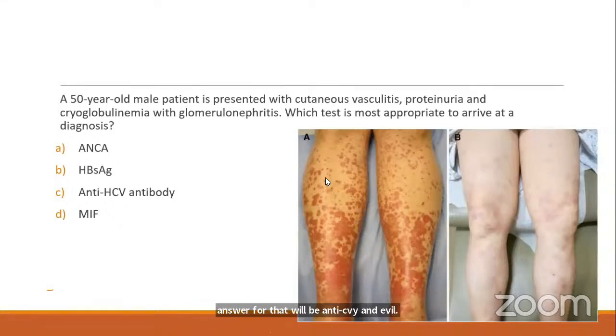Are you clear now? Because HCV is an infection which can present outside the hepatic system as this cryoglobulinemia. Yes, hepatitis B is 30 percentage. There is 30 percentage risk.